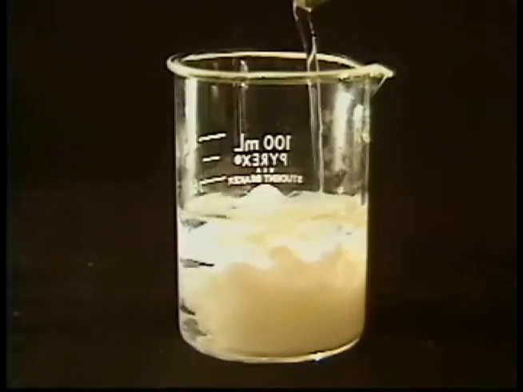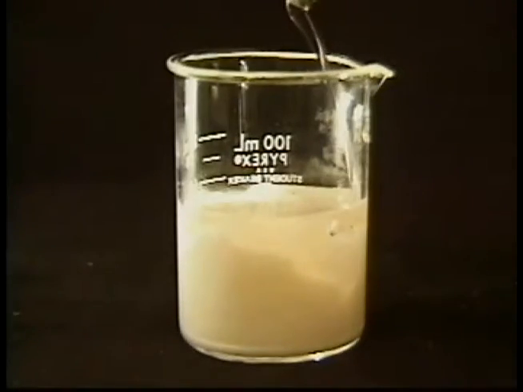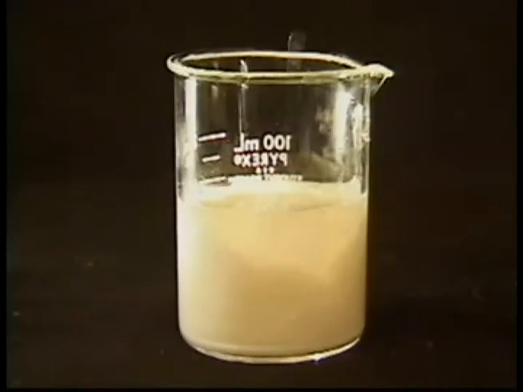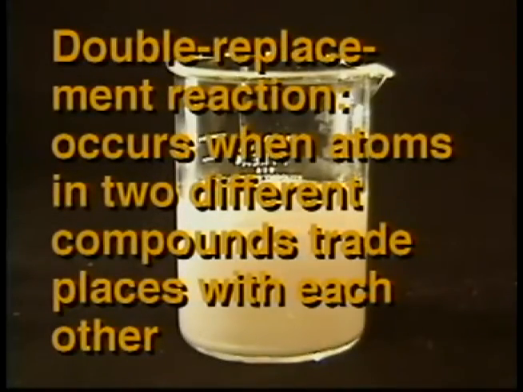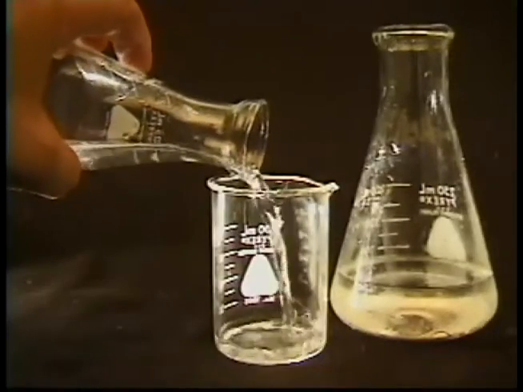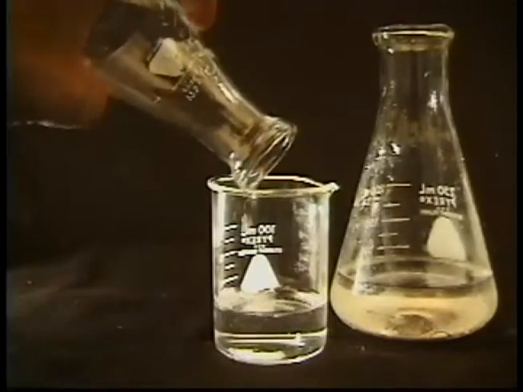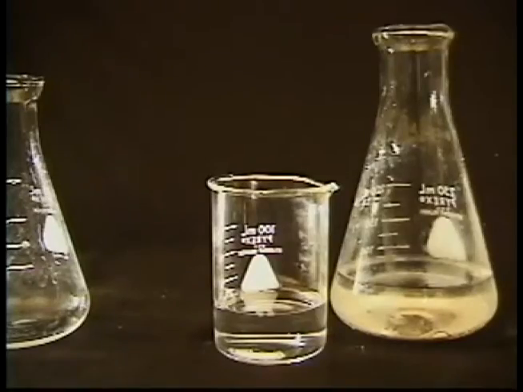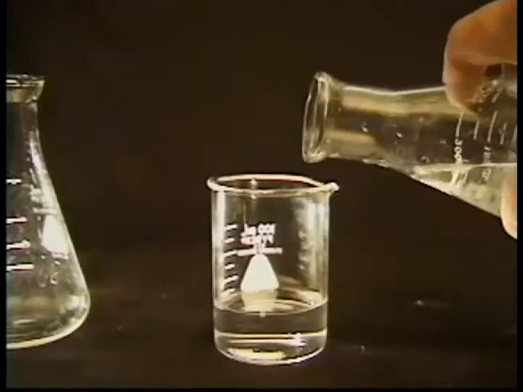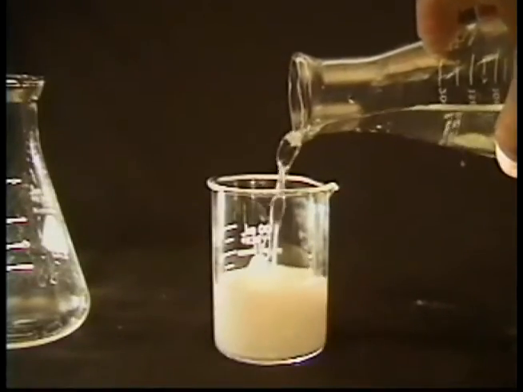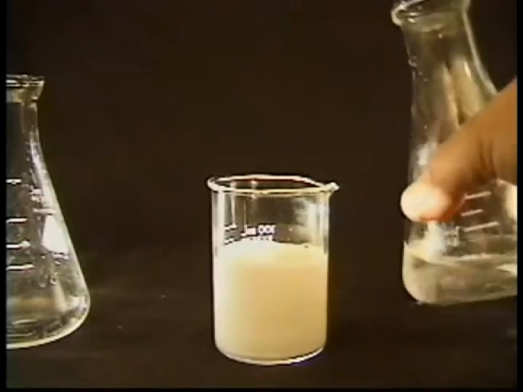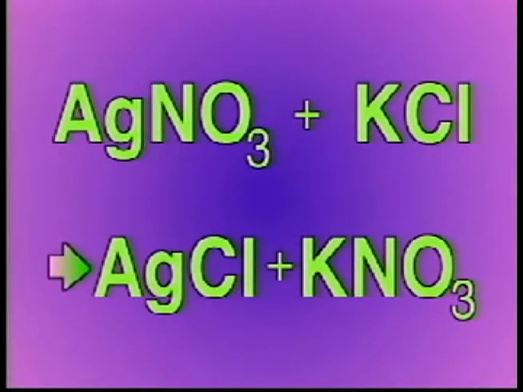In other reactions, it is possible for atoms in 2 compounds to replace each other. A double replacement reaction involves atoms in two different compounds trading places with each other. Here, silver nitrate is mixed with potassium chloride, causing the potassium and silver ions to trade places with each other, resulting in a double replacement to form two new compounds. In this equation, notice how the silver, Ag, bonds to the Cl, and the potassium, K, bonds to the NO3.